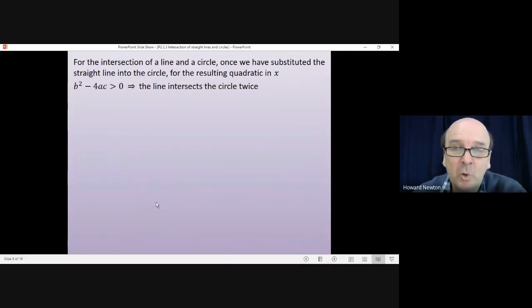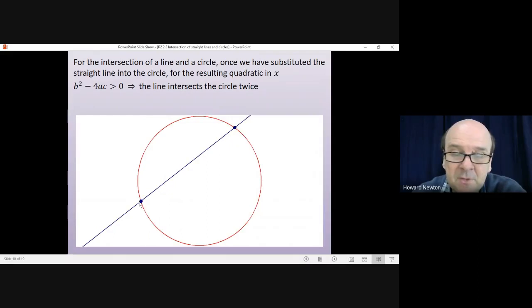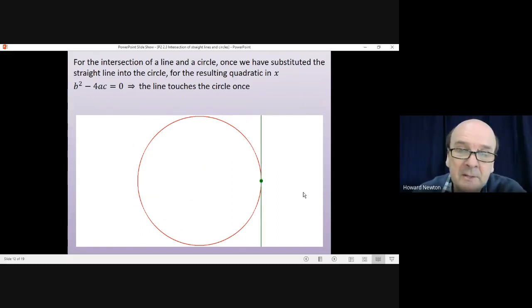Now, if we're considering the quadratic we get when we're trying to find the intersection of a line and a circle, something very similar happens. So for the resulting quadratic in x, if b squared minus 4ac is greater than 0, then the line intersects the circle at two distinct points, and you get something that looks a little bit like that. If the discriminant is equal to 0, then the line will touch the circle at one point, and you will get something a little bit like that.